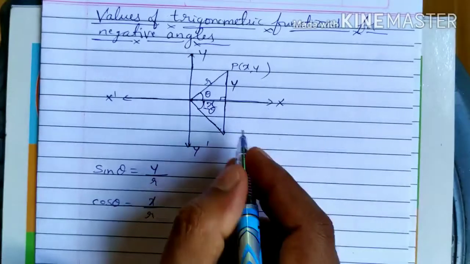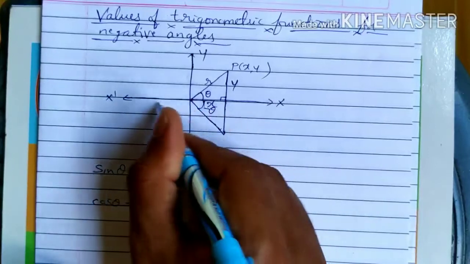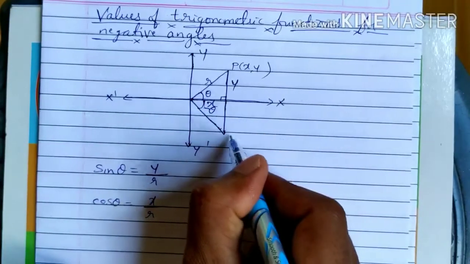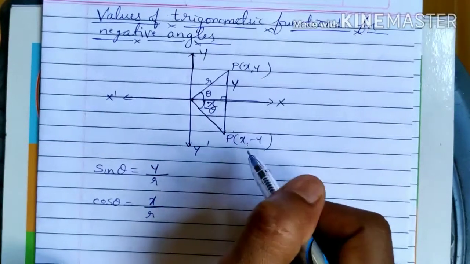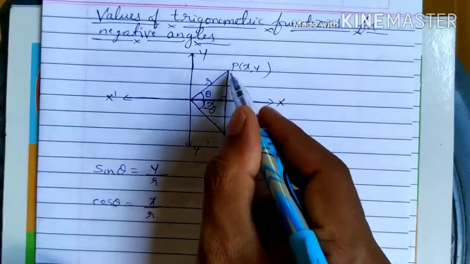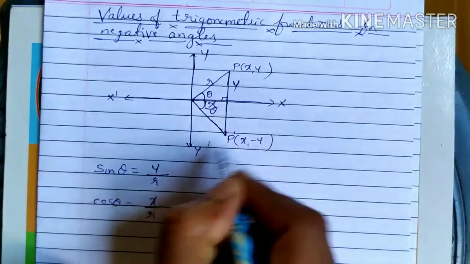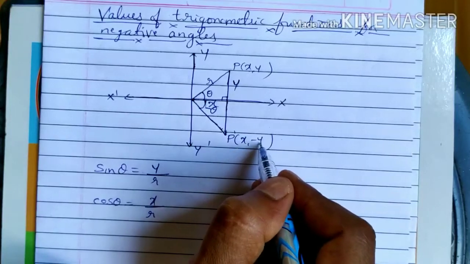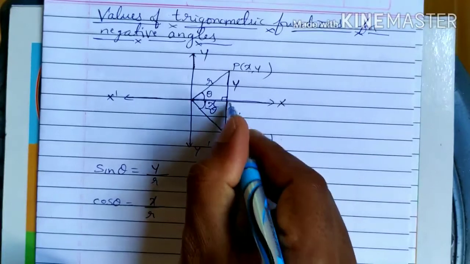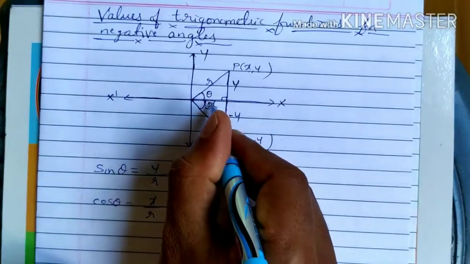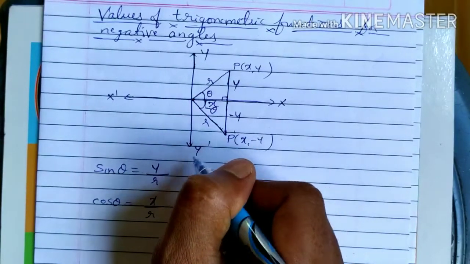So this becomes a line of symmetry, and this point becomes p dash, x comma minus y. This point is the exact mirror image of p, x comma y, but it is in the fourth quadrant. In the fourth quadrant y is negative, so it will be minus y, and x will be positive only. So from here to here this will be minus y, and this is x as it is, and r, the distance, which is always positive.